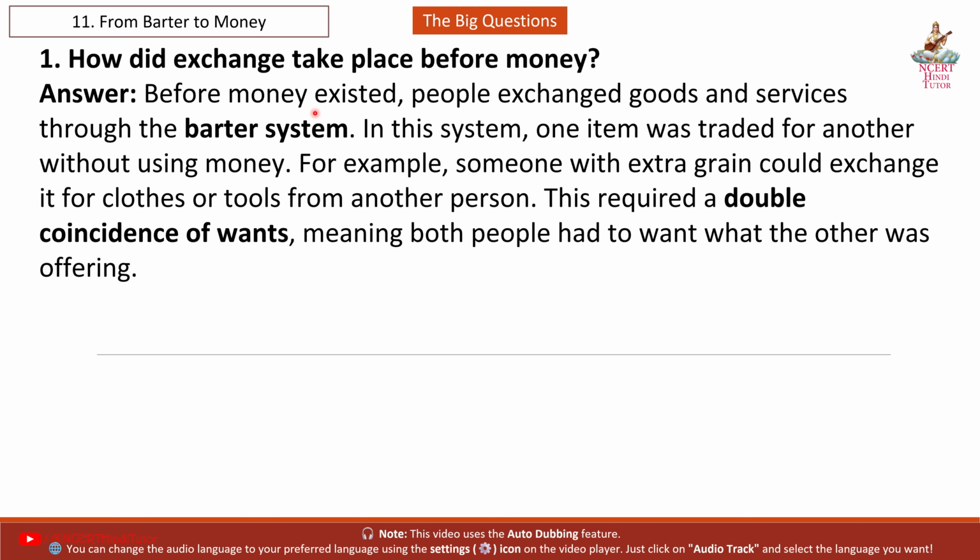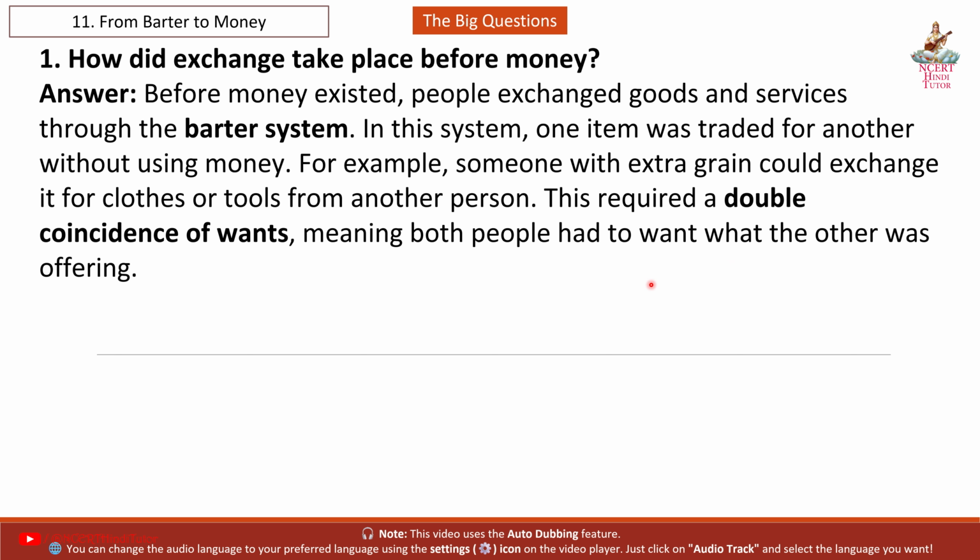Answer. Before money existed, people exchanged goods and services through the barter system. In this system, one item was traded for another without using money. For example, someone with extra grain could exchange it for clothes or tools from another person. This required a double coincidence of wants, meaning both people had to want what the other was offering.